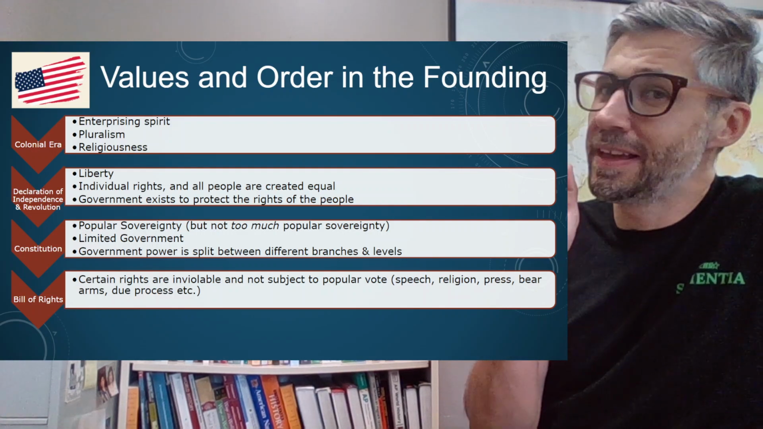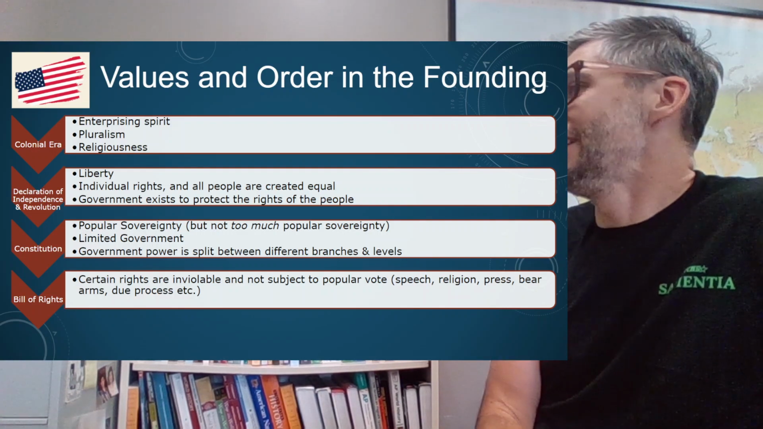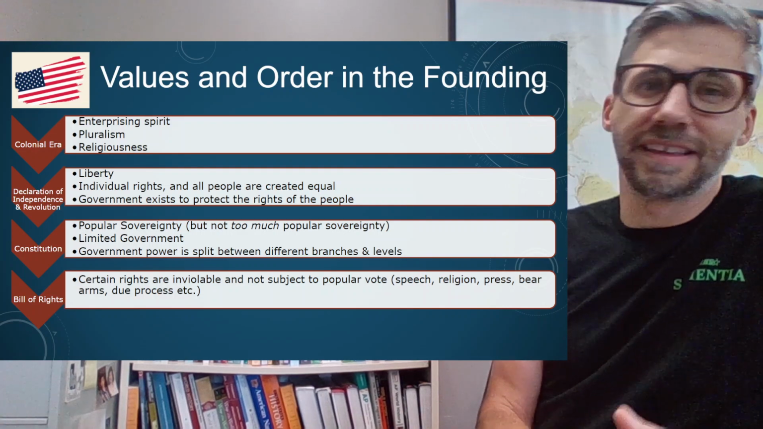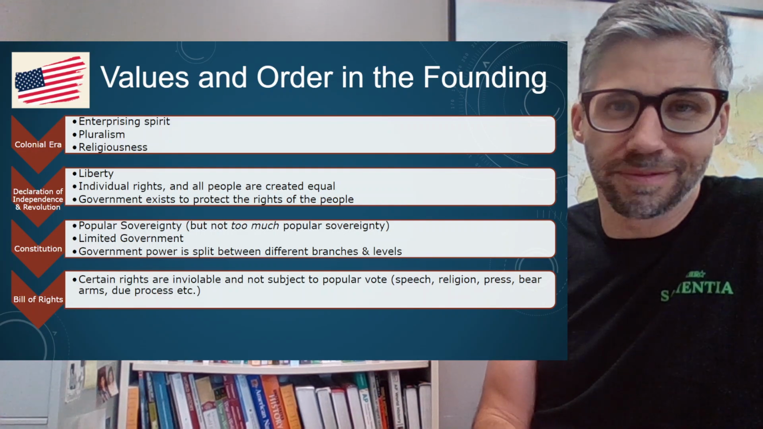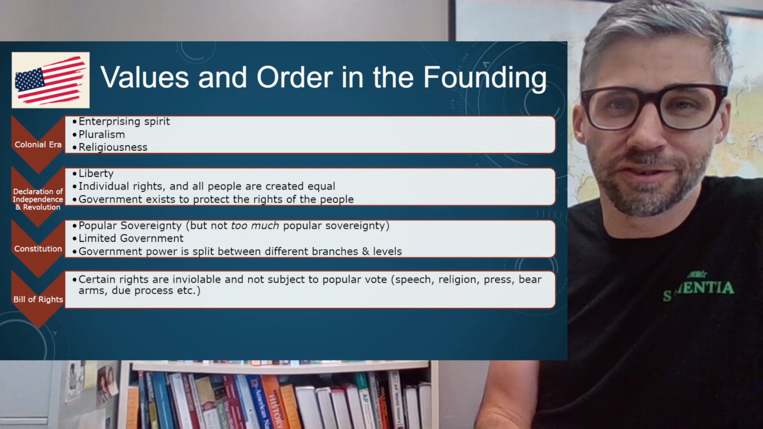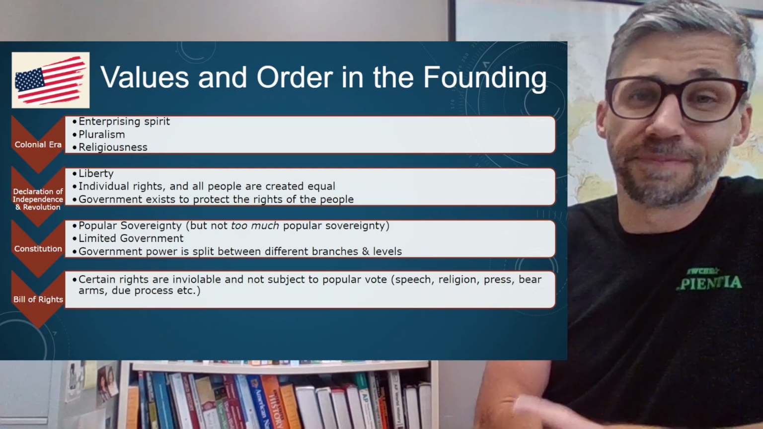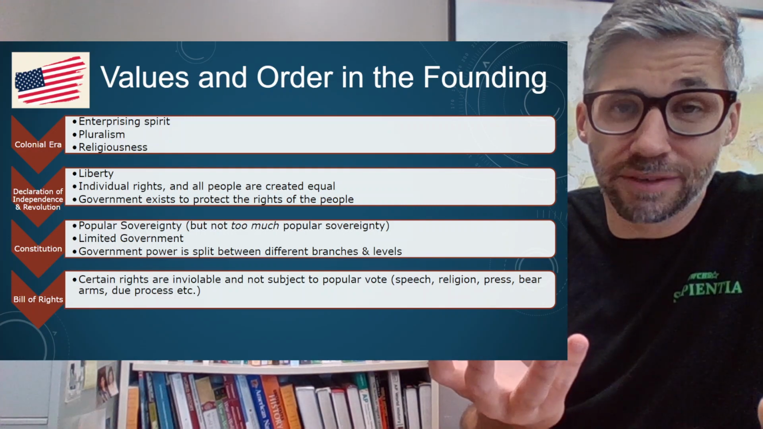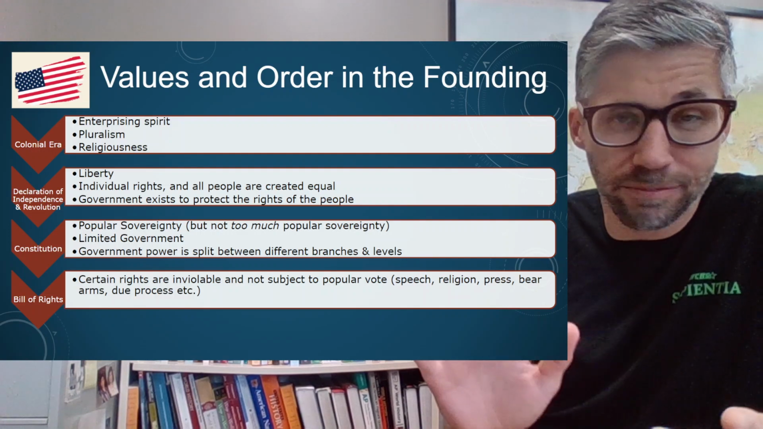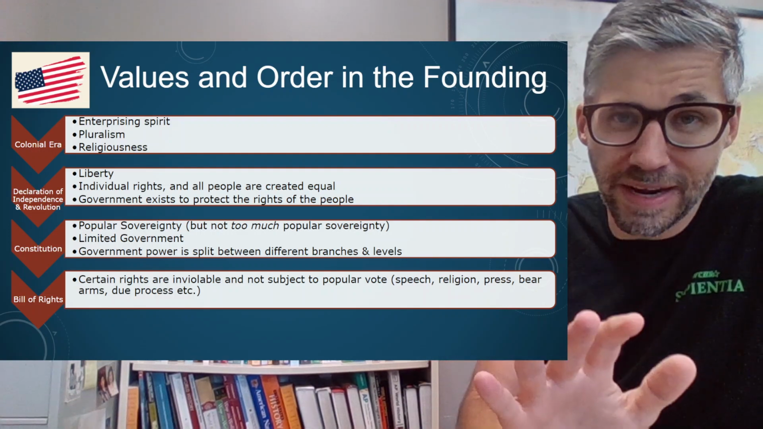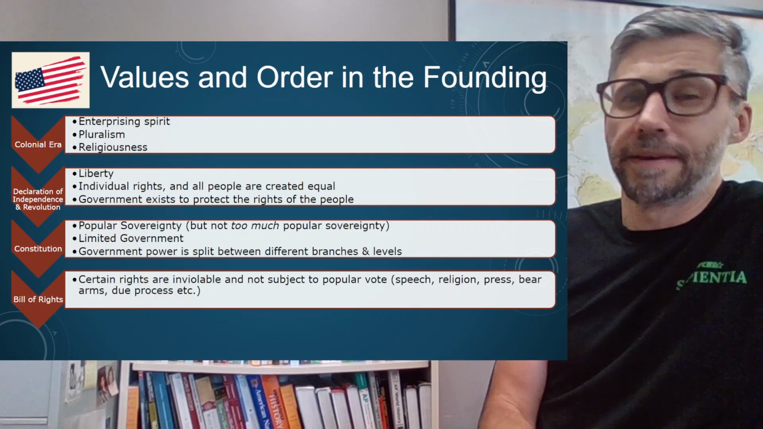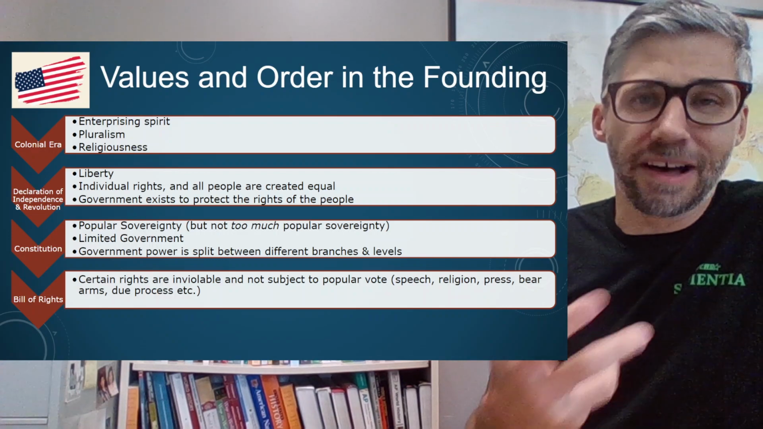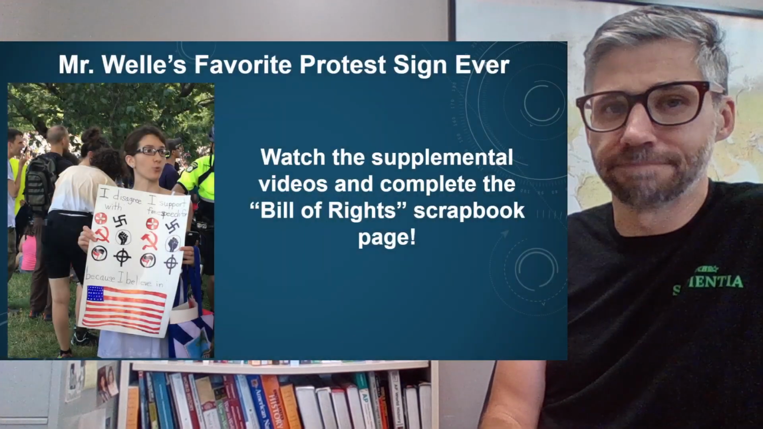I don't care if 58% of the country says I think lawyers are scum and we should be able to put people on trial and throw them in jail without lawyers present. It's present in the Bill of Rights. It is not subject to a popular vote. Those are your rights. They're not up for a vote. So we see these values emerge in our founding period.